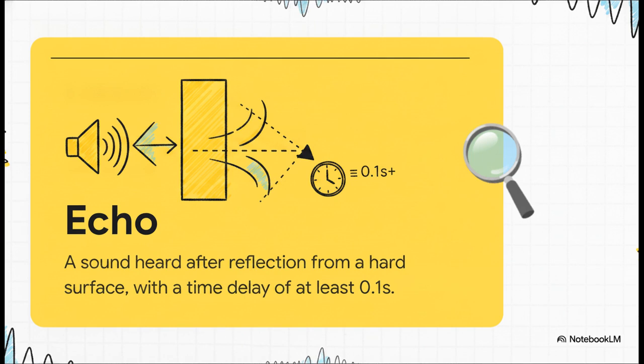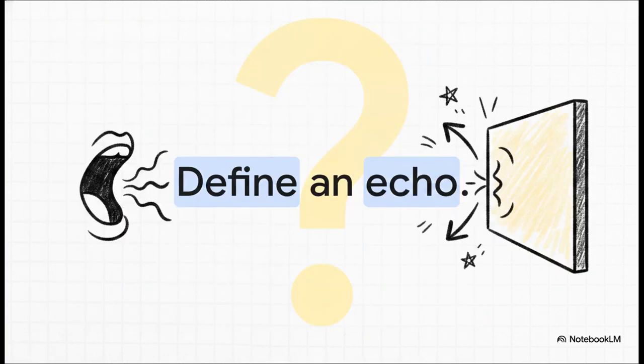that an echo. But, and here's a really crucial detail for your exams, for our human brains to actually process it as a distinct echo, there has to be a time delay of at least 0.1 seconds between the original sound and the reflection. Let's see how directly that syllabus definition translates into a standard past paper question.